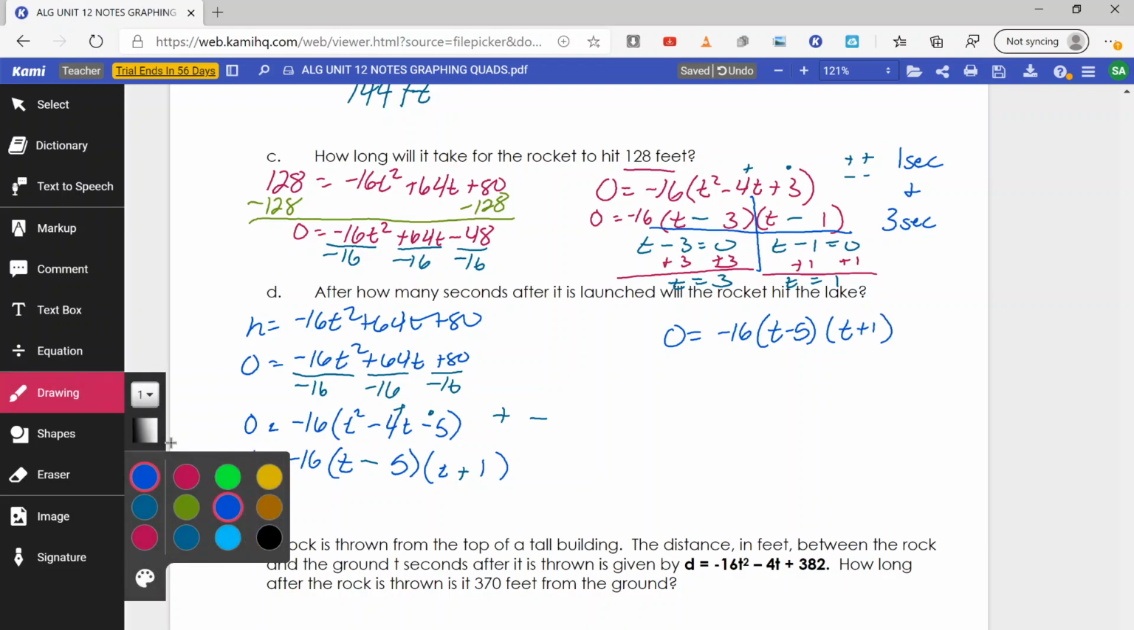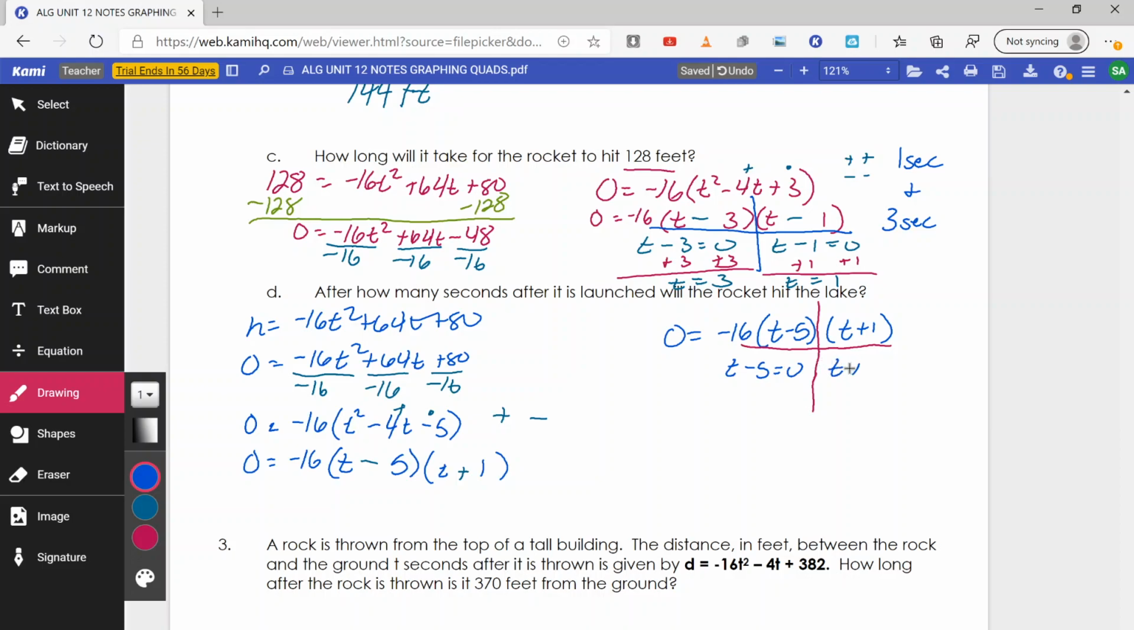What I'm going to do is only worry about the parts that have a t involved. So negative 16 on the outside is just a number, I'm not going to worry about it. But in parentheses, we got t minus 5 and t plus 1. Each of those is going to get set equal to 0. So t minus 5 is 0, t plus 1 is 0. Solve each one for t: add 5, so we get t equals 5. And for the other one, we subtract 1, and we get t equals negative 1.